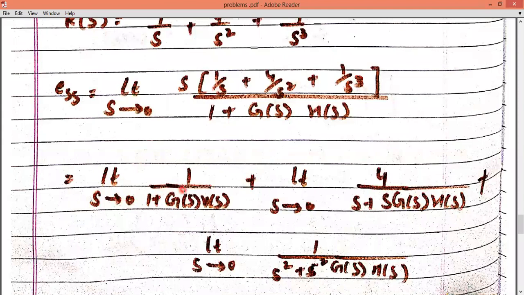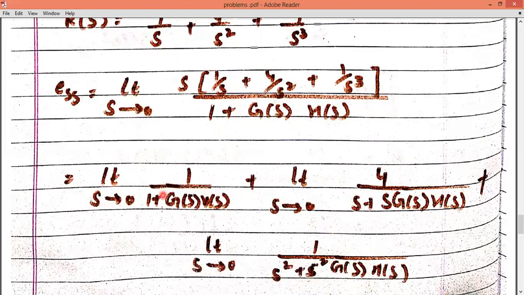Limit s tends to 0. What we did is we separated out the terms so that further we can apply the static constants directly. So how did we do it? This s will be cancelled out when we open this, and 1 upon 1 plus g of s into h of s, this term will be separated. Again this s will be cancelled out from here, we'll get 4 upon s plus g of s into h of s. Again s will be cancelled out, we'll get 1 upon s square plus, when we multiply s square here, s square into g of s into h of s. So this is the way to write the separated portion.